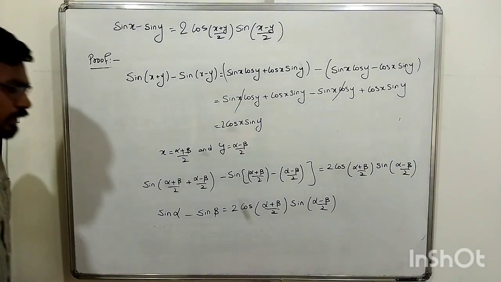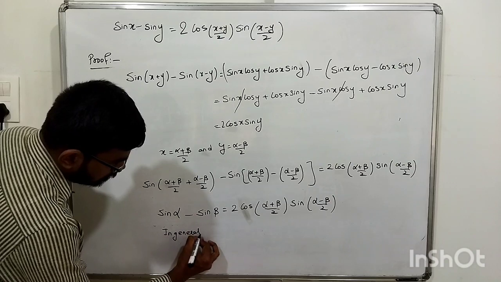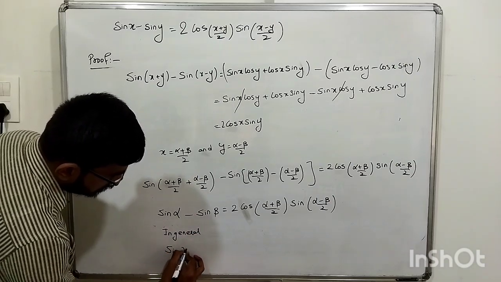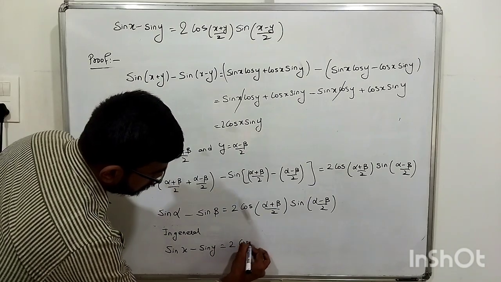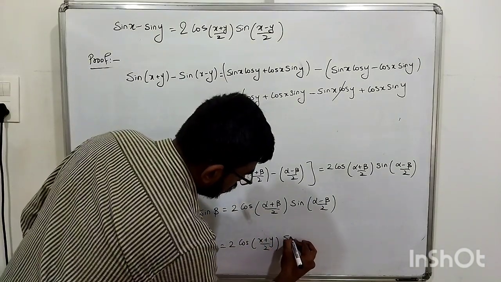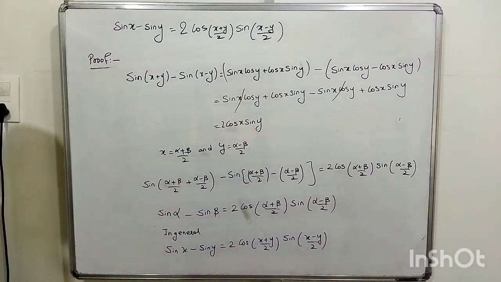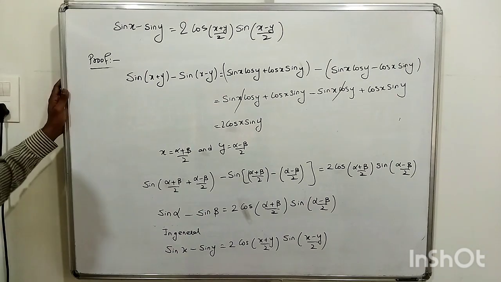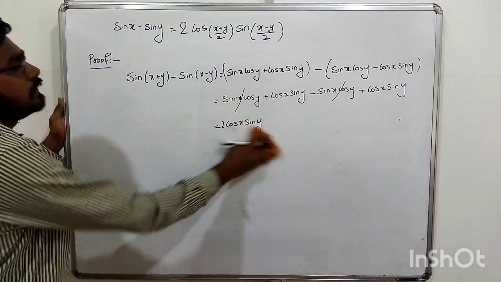So in general, sine of x minus sine of y is 2 cos x plus y upon 2 sine x minus y upon 2. You get the answer here. So this is the second formula that we have derived. Similarly, you can derive the third, fourth formula. So this is easy now.